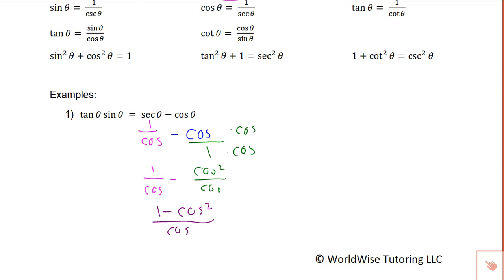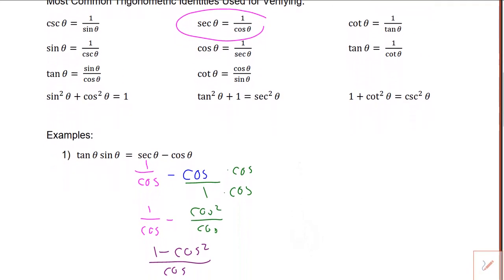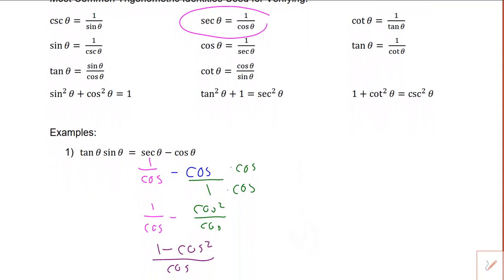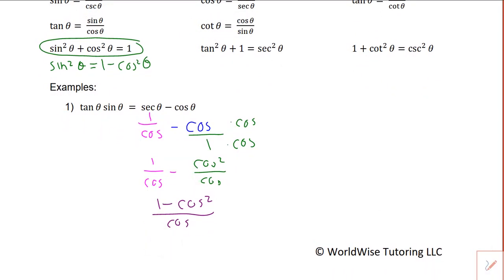Now that I've done as much algebra as I can, I'm going to go on to step 5, going back to trig identities. I see here that I have 1 minus cosine squared on the top, and I understand that I'm able to manipulate these identities as I need to. For instance, if I rearranged this equation, I would get sine squared of theta is equal to 1 minus cosine squared of theta. That's what I needed in this equation, so I'm going to go ahead and replace the 1 minus cosine squared theta with sine squared. And then I'll bring the original cosine.